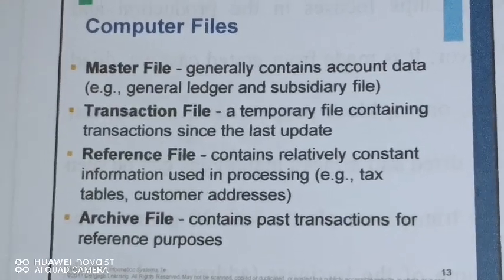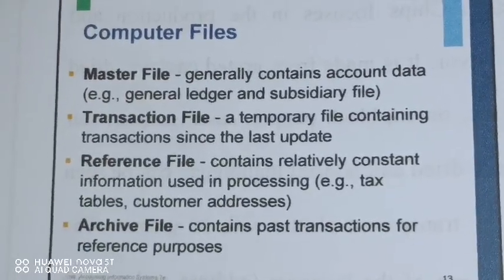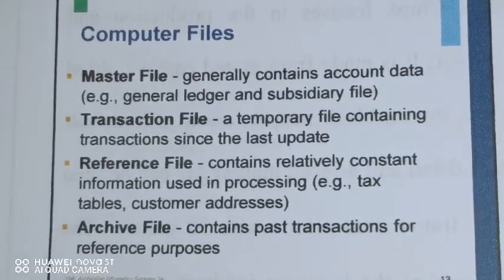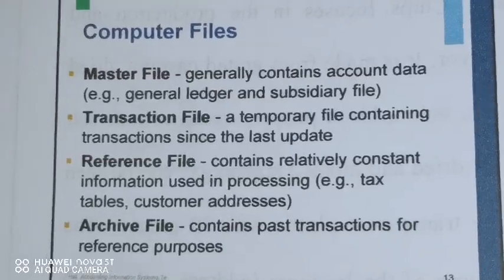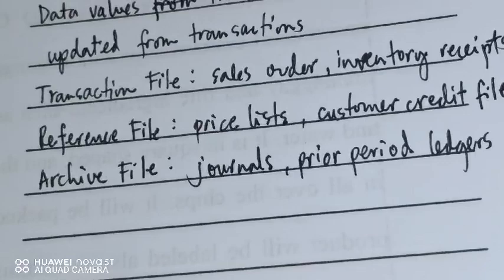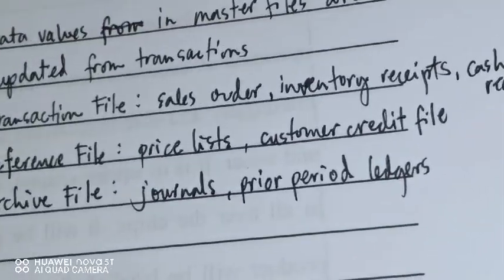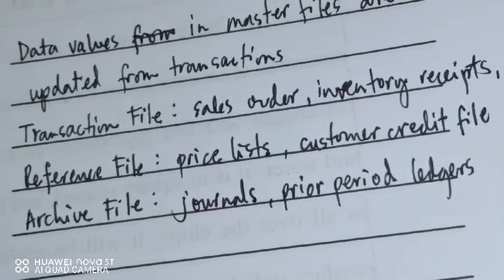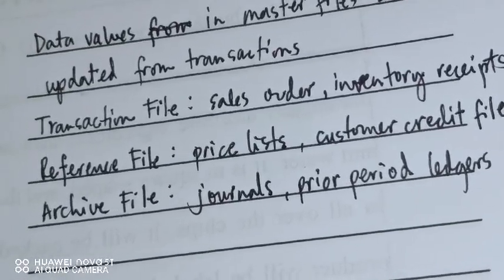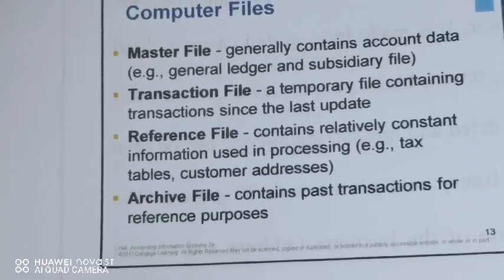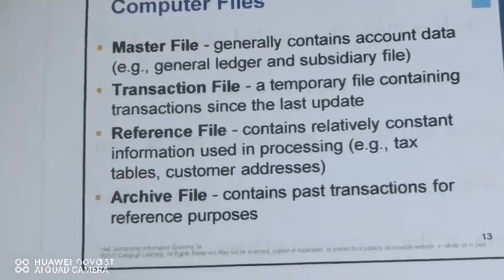And then the archive file, this is the past transactions, and it is also for reference purposes. So, what are the example of that? These are the journals, and then the prior period ledgers, or pwede rin yung prior period payroll. So, pag sinabi nating archive file, ano na to? Past transactions na ito. And you're using this only for reference.